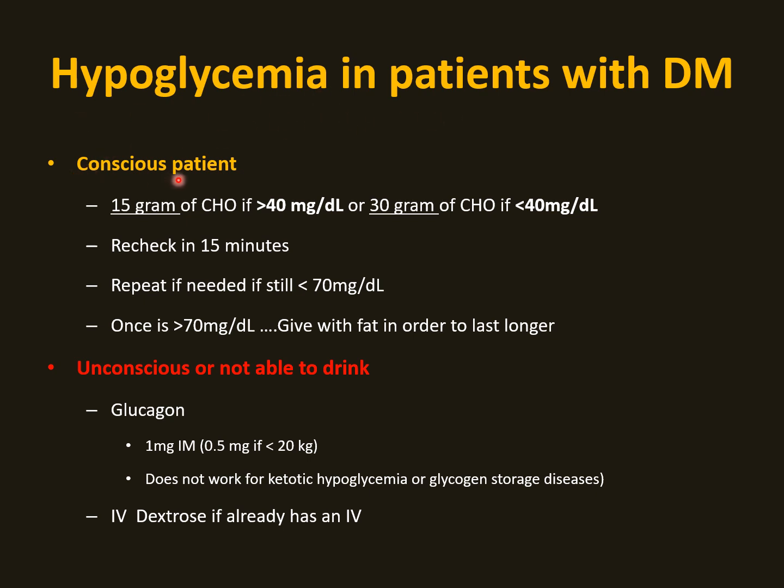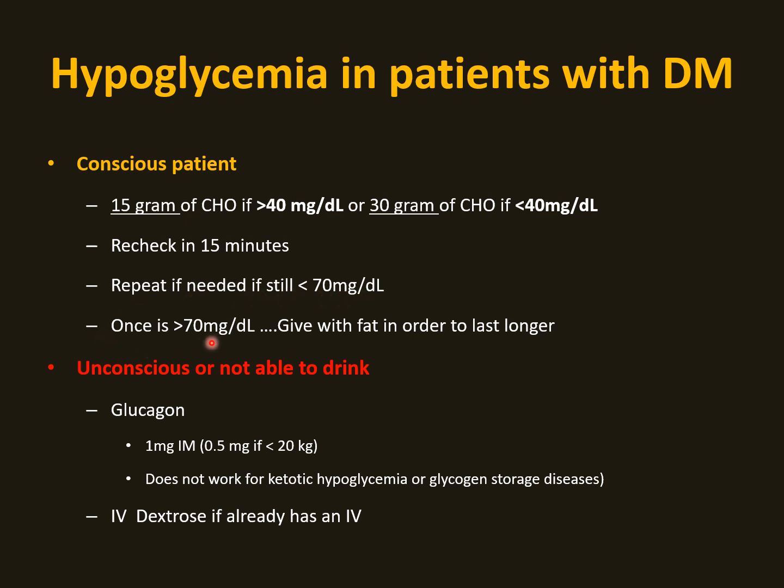If the patient is conscious, you need to give 15 grams of carbohydrate in the form of juice or glucose tablets or gel if the blood sugar is more than 40 and less than 70. If the blood sugar is less than 40, you double the amount and give 30 grams of carb to correct the hypoglycemia. Then you need to recheck again in 15 minutes, and you repeat the process if needed, if the blood sugar is still less than 70 milligrams per deciliter.